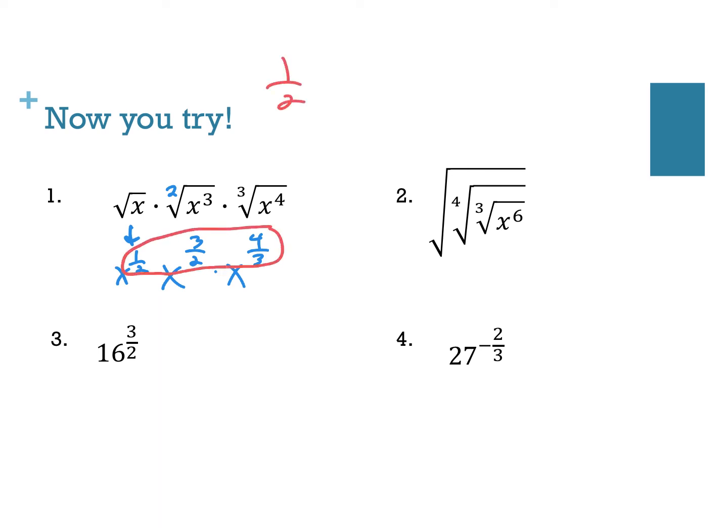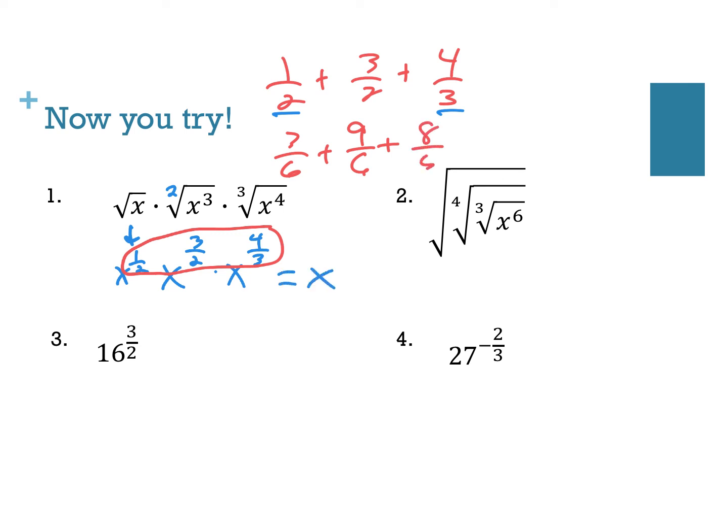And in order to add 1/2 plus 3/2 plus 4/3, I'm going to need common denominator work. It looks like the common denominator would be 6. So to change 1/2 in terms of 6, that's the same as 3/6. If I change 3/2 in terms of 6, if I multiply 3 to top and bottom, that would be 9/6. And the last one, if I multiply 2 to top and bottom, ends up being 8/6. So my final answer would be x to the 3 plus 9 is 12, plus 8 gives me 20/6. That reduces to x to the 10/3.